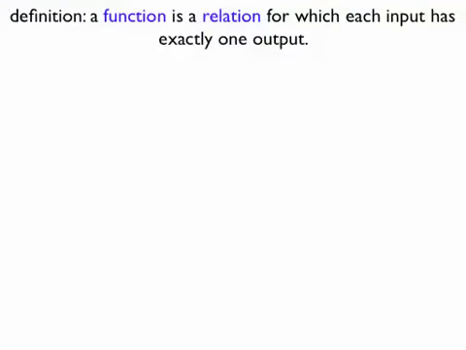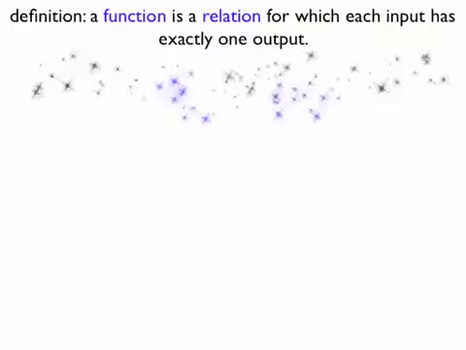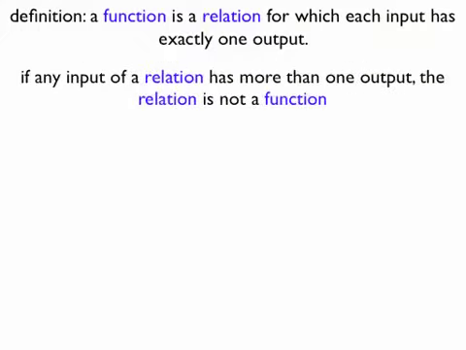Okay, so going back to this word function that I used earlier. A function is a relation for which each input has exactly one output. Sometimes it's easier, though, to think about it in terms of what is not a function. And so if any input of a relation, any x value, has more than one output, more than one y value, that relation is not a function.